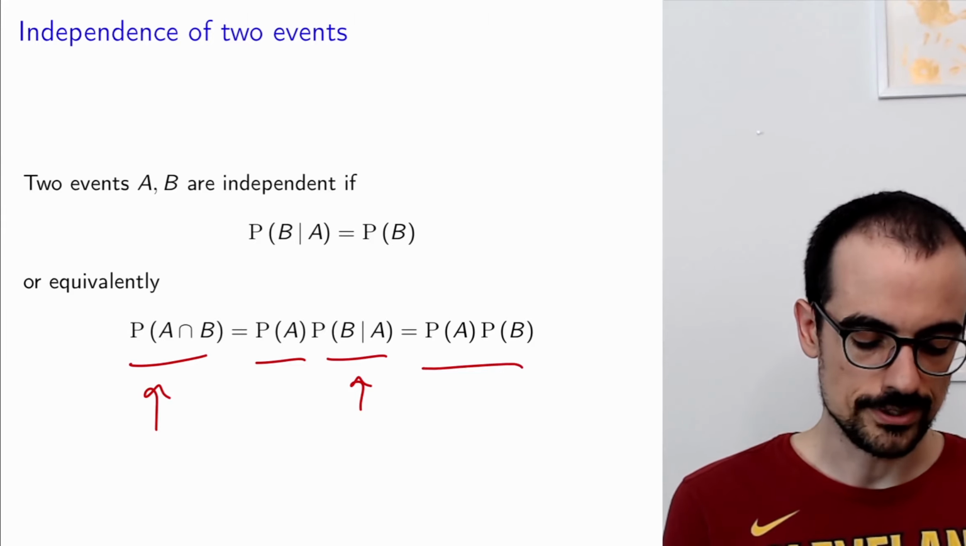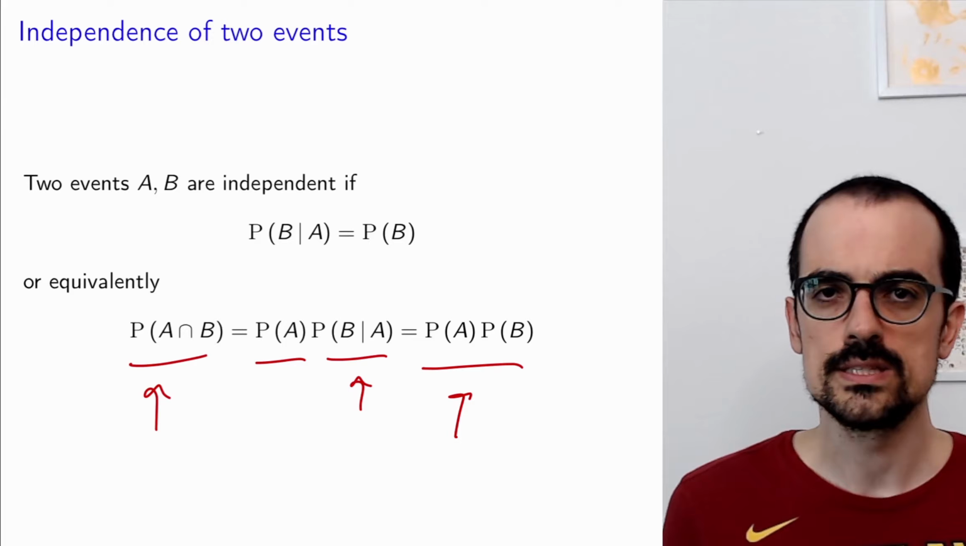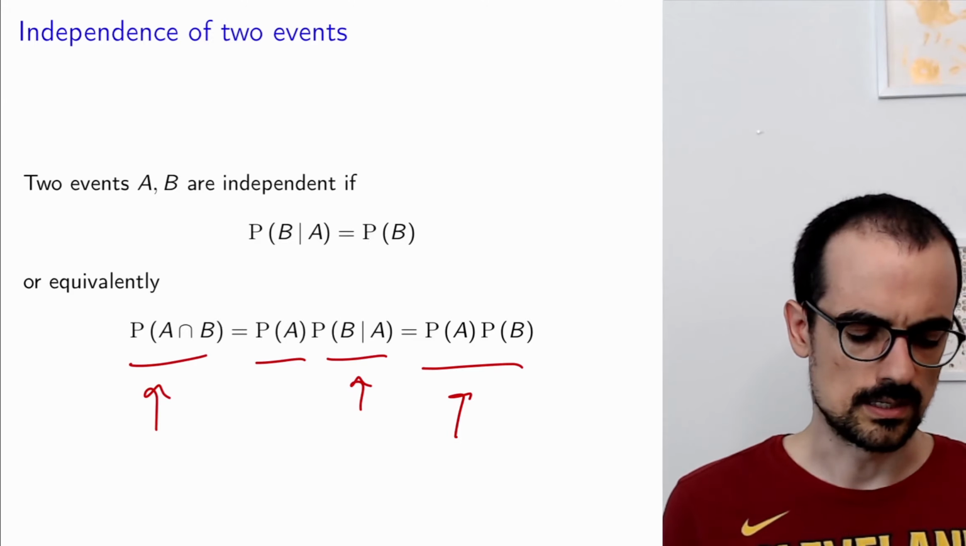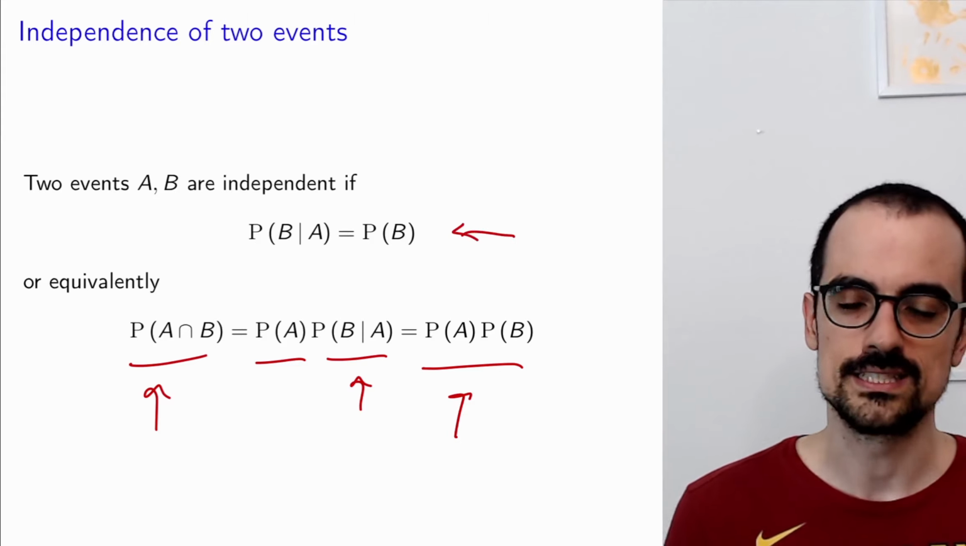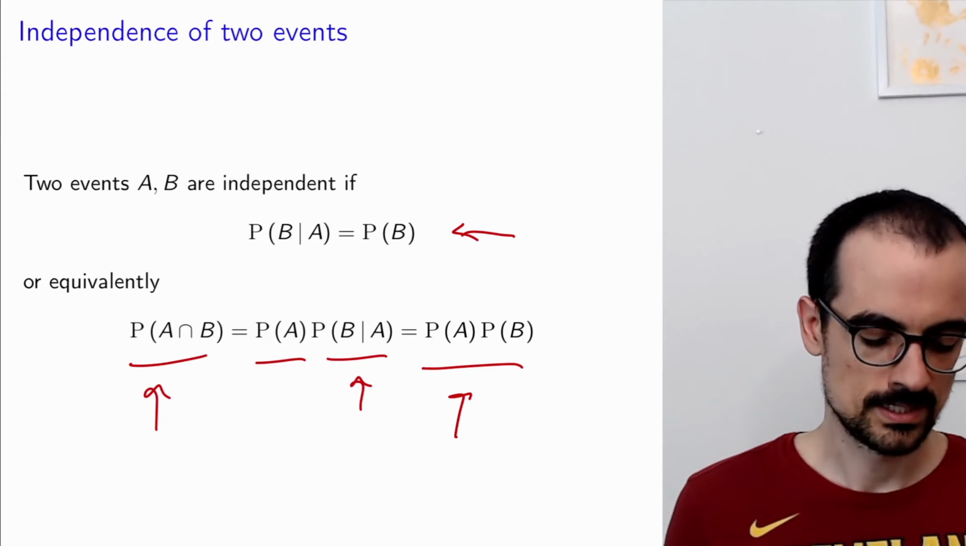We often use this definition instead, because when the probability of A, for example, is 0, then the conditional probability condition is not well defined.